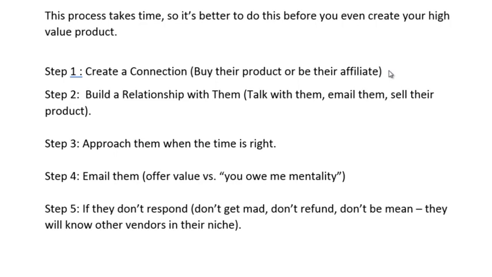So step 5, don't get mad, don't refund, don't be mean or anything, because highly likely, if they're an authority in their niche, they are more likely to know other vendors. So if you get mad at them, they're going to tell their friends, or it might just come up in conversation. And if that's the case, then it's going to be hard to break into that niche. Does that make sense? So that's the process. Very simple, very easy to do.